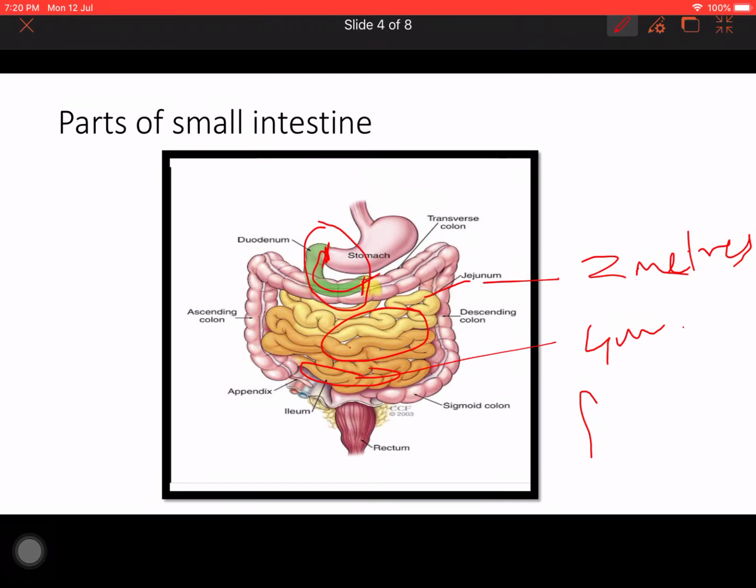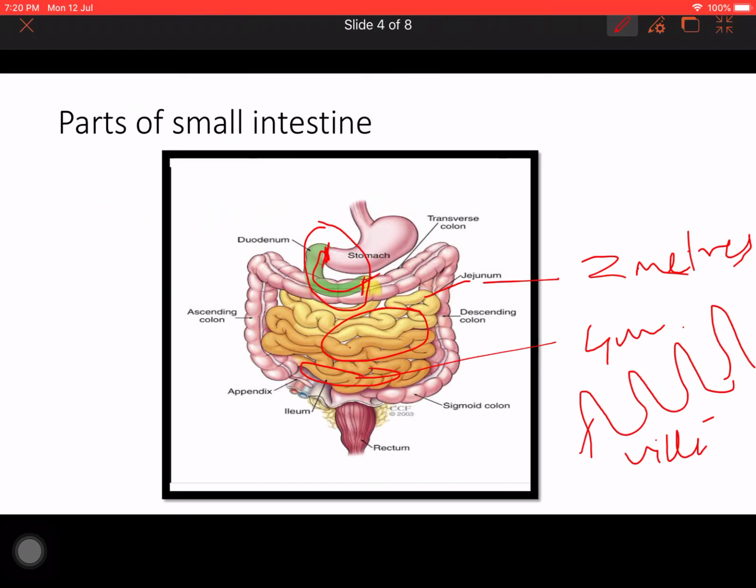These are structures like this, villi. What they generally do is increase the surface area. If they are in a folded form, when you stretch them, they increase the surface area. So these are all villi. These are all present in the inner wall of the small intestine as finger-like projections.